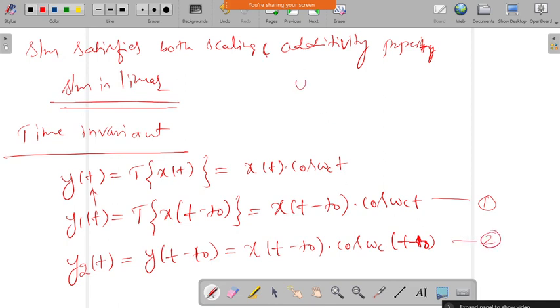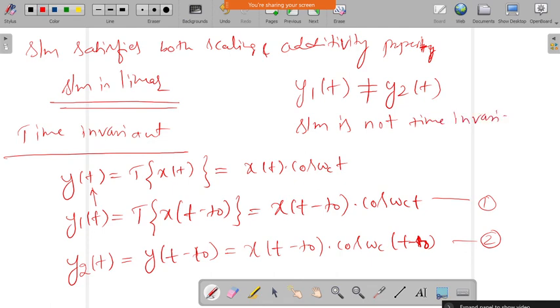If y1 of t is equal to y2 of t, then we can say that the system is time invariant. Now in our case, y1 of t is not equal to y2 of t, so we can say the system is not time invariant, or it is time variant. This is how we can find out the time invariant property.